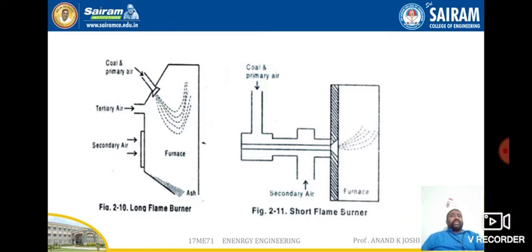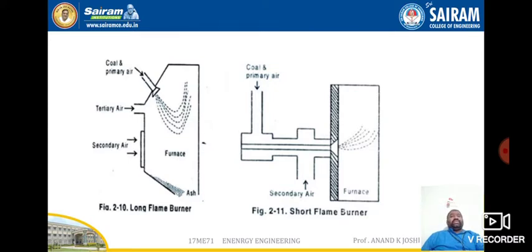Secondary hot air is supplied at angles to the flame, which provides the necessary turbulence for proper mixing and rapid combustion. Tertiary air is supplied around the burner for better mixing of the fuel with the air. In this burner, due to the long flame travel, high volatile coals can burn easily, and the velocity of the air and fuel mixture at the burner tip is around 25 to 30 meters per second.